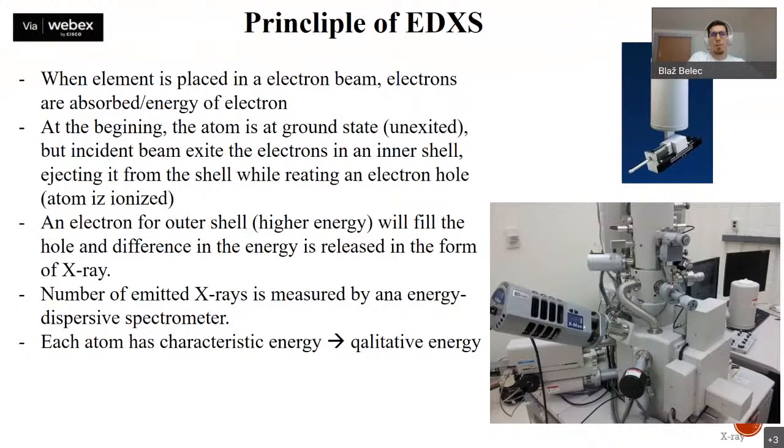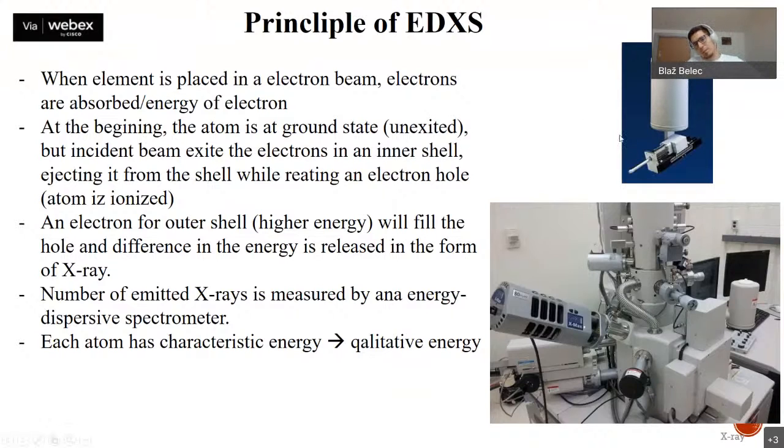So as I said, the principle is that when the element is placed in the electron beam, the energy of the electrons is absorbed. At the beginning, the atom is at the ground state, but the incident beam excites the electrons in an inner shell, ejecting it from the shell and creating an electron hole. The electron hole is then filled with an electron from a higher energy level, and the difference in energy is released in the form of X-rays.